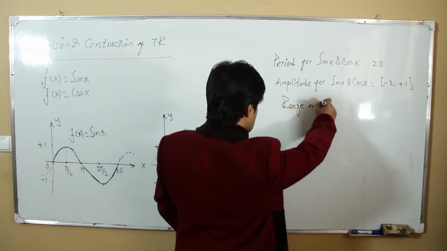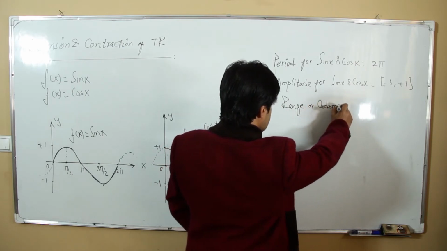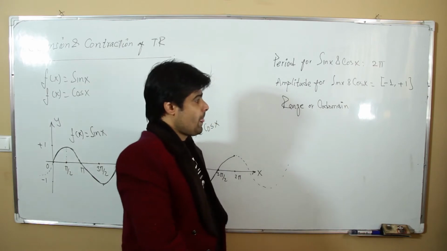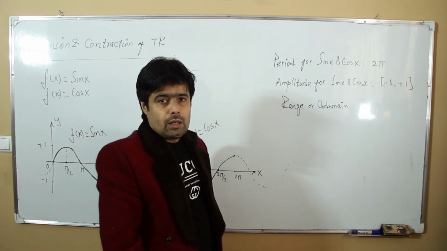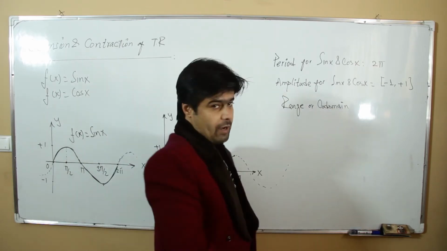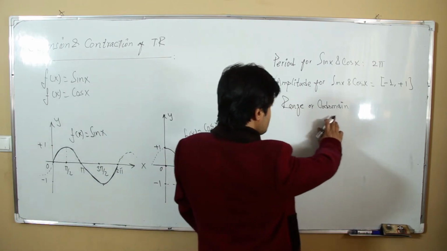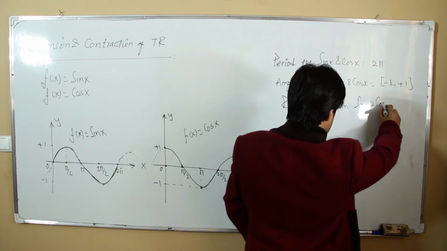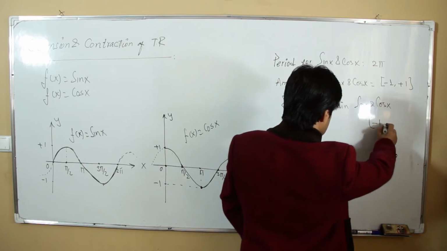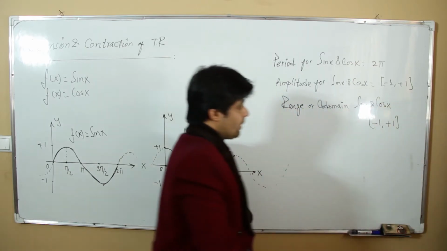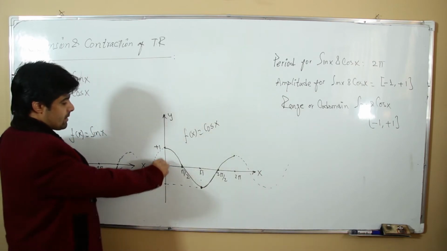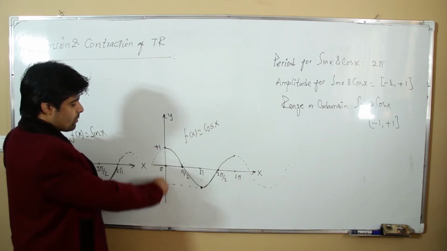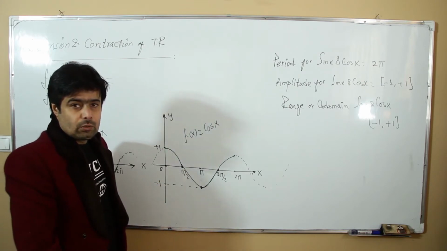Range or codomain. There is a little difference between range and codomain. You will study it, inshallah, in higher mathematics, especially in functions. The range for sine x and cosine x is again from -1 up to positive 1. The graph extends up to positive 1 and also negative 1. Between these, we have the graph of sine x and cosine x.